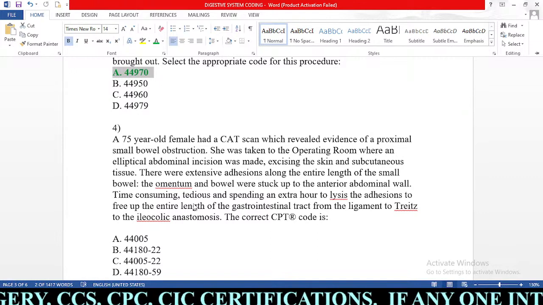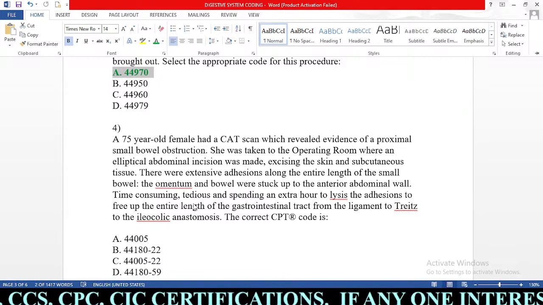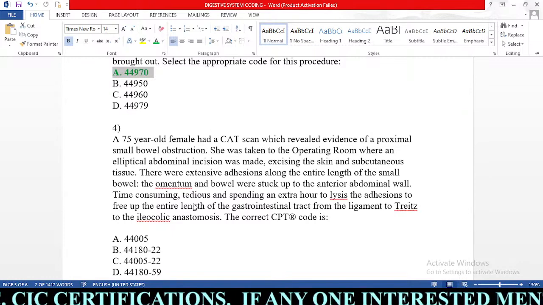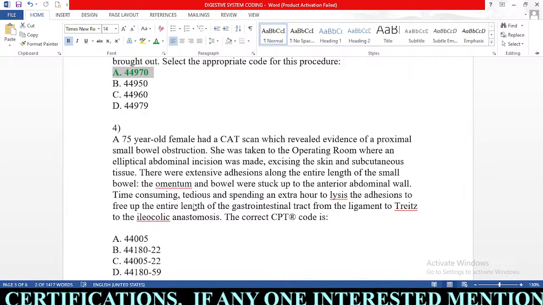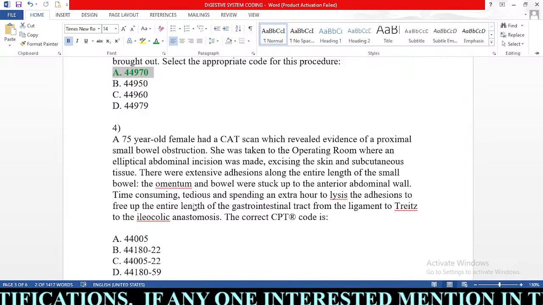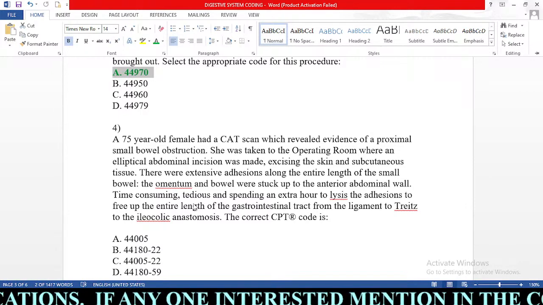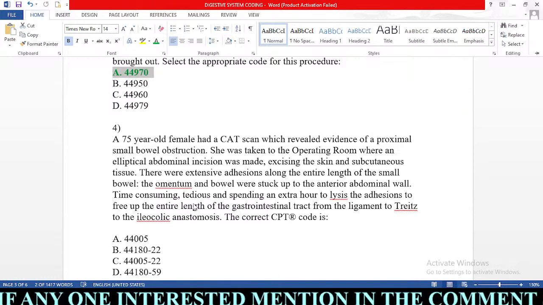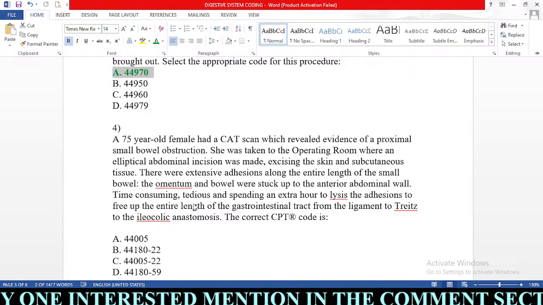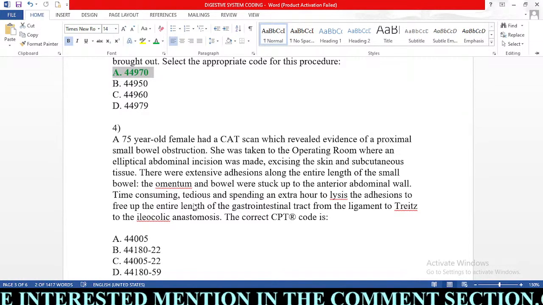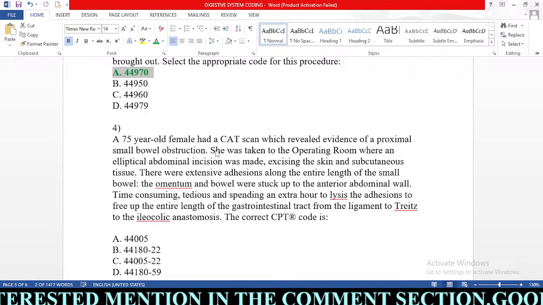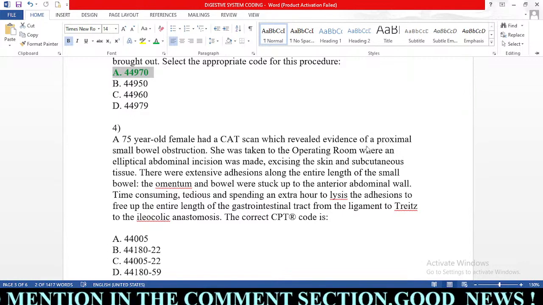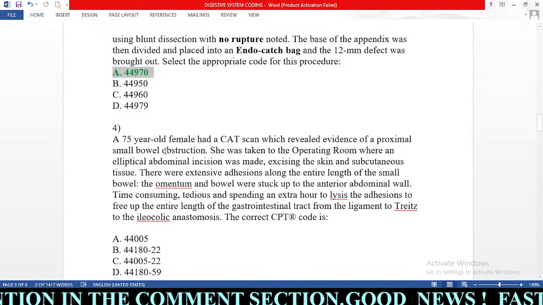So we will check now. We will check first 44005. So what happened here actually? A 75-year-old female had a CAT scan which revealed evidence of proximal small bowel obstruction.